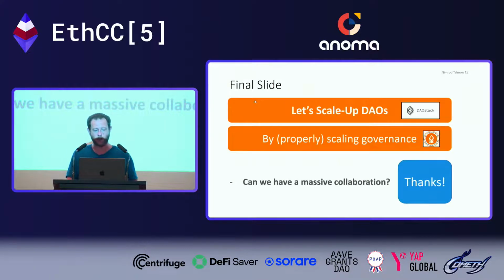Okay, so this is what I wanted to say. I think it's important to scale up the governance algorithms and protocols that DAOs are using. But this should happen properly, and by properly I mean in a principled way. This will allow DAOs to scale up to really massive collaborations. Thanks.